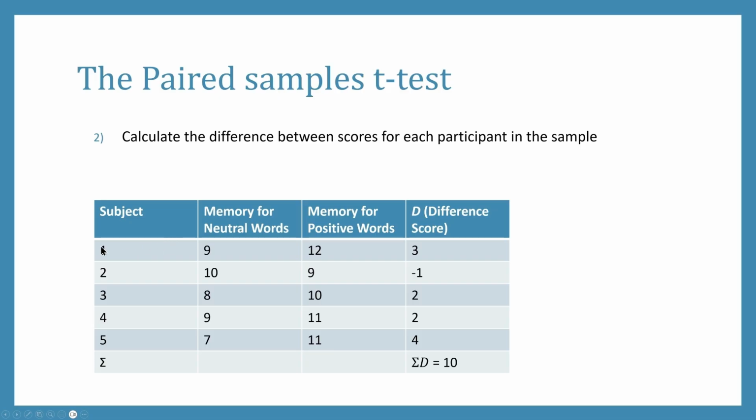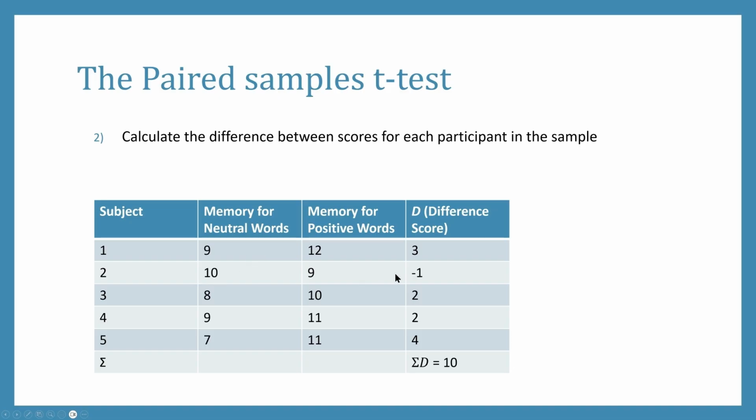So what I'm going to do now is first start off with subject 1. And I'm going to see what was the difference for subject 1 for their memory for neutral versus positive words. And what I see here is I just calculate a difference score. Here I did positive minus neutral, and I get a value of 3. So basically, they're remembering 3 more words in the positive condition versus the neutral condition.